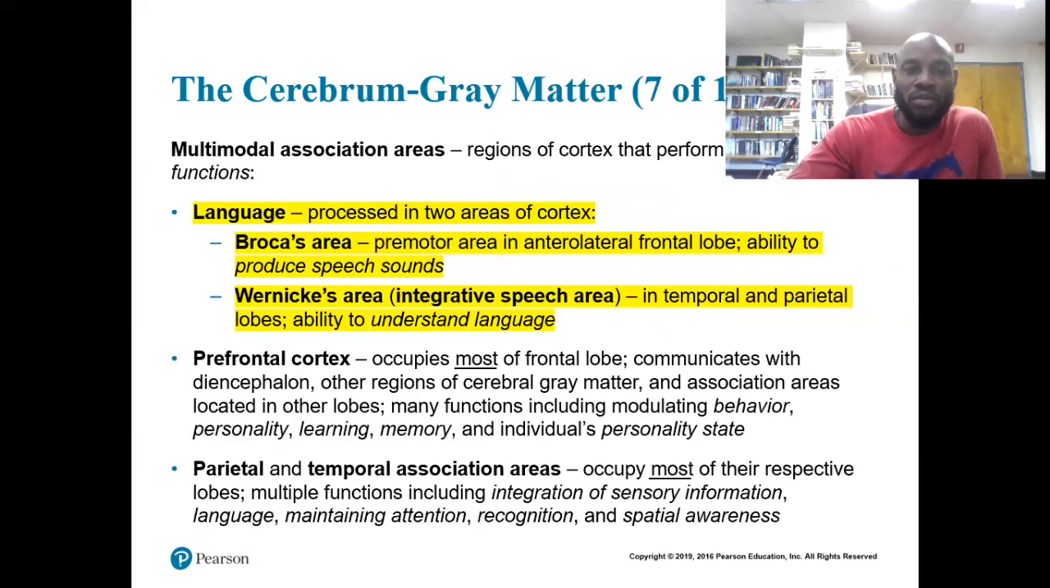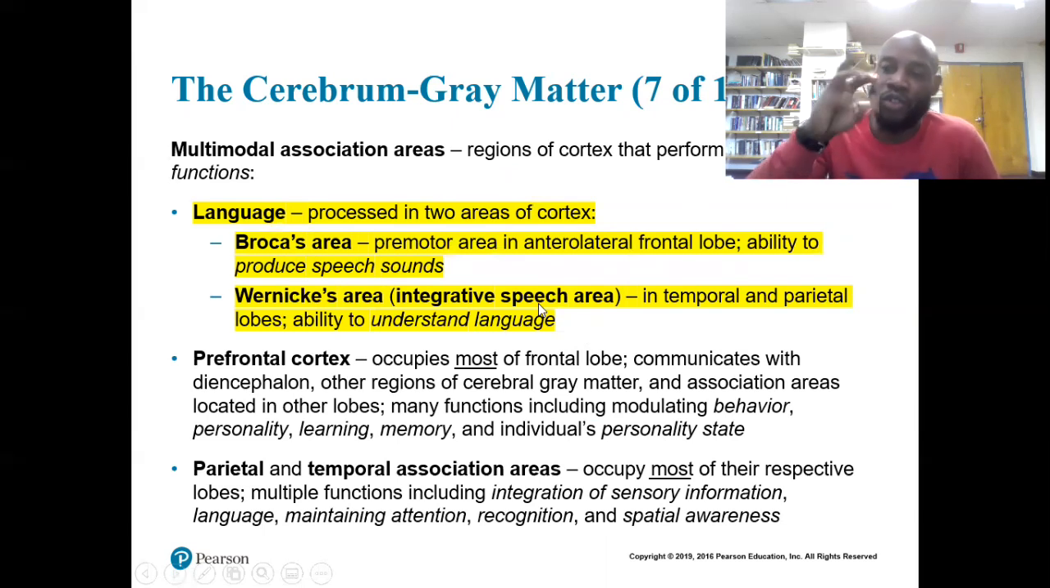We also have multimodal association areas, complex mental functions. And I mentioned that language is processed in two areas of the cortex: Broca's area, which is in the premotor area. That's where we produce our speech and our speech sounds. And we have Wernicke's area in the temporal and parietal lobes, the ability to understand language.